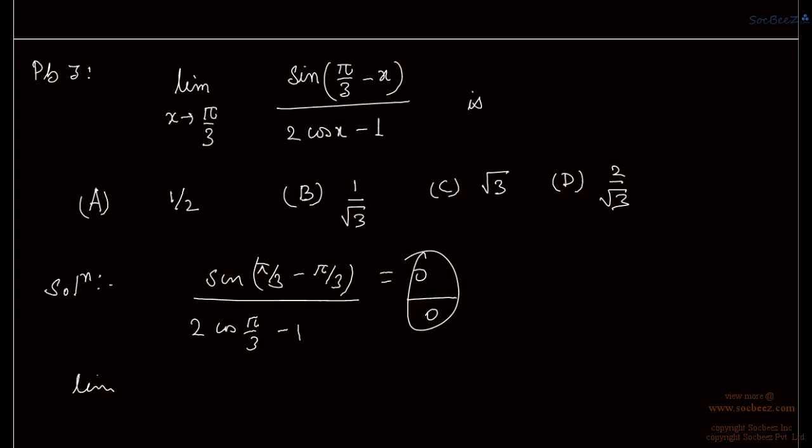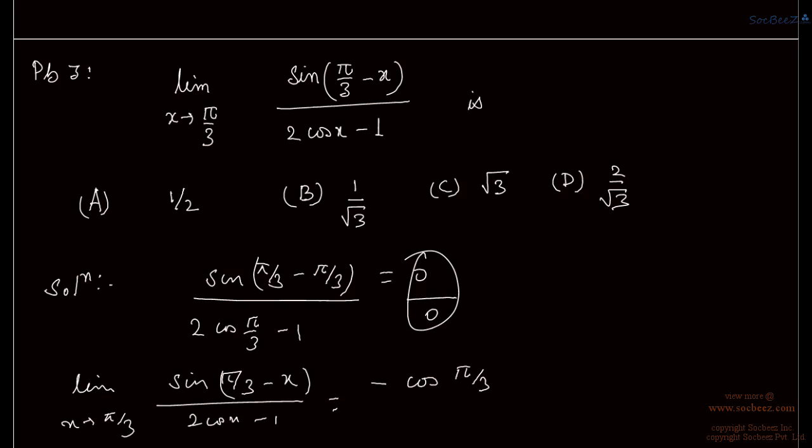So we can write limit x tends to pi by 3 of sine(pi by 3 minus x) upon 2 cos x minus 1, as differentiating this above and below. We can write differentiation of sine(pi by 3 minus x) as minus of cos(pi by 3 minus x). And 2 cos x, its differentiation is minus 2 sin x, and the differentiation of the constant term, that is 1, is 0. So here we can write minus cos 0 upon minus 2 sin pi by 3.